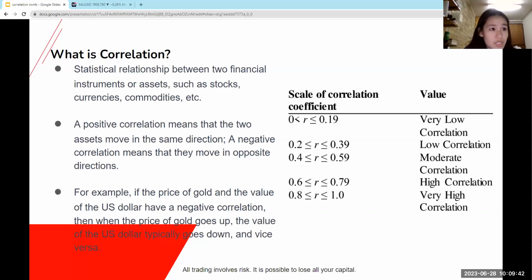So here I've included a list of the scale of correlation coefficients. A perfect positive correlation is +1. These are just a couple of values to take note of, while a negative perfect correlation is -1. So we will typically look out for strong correlations with values of 0.8 and above or below -0.8.